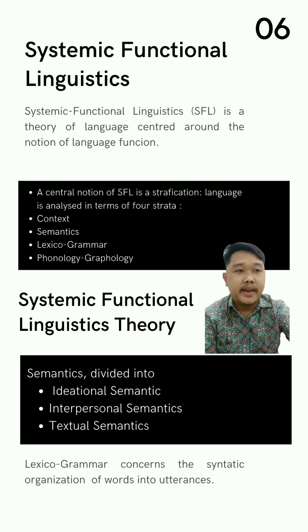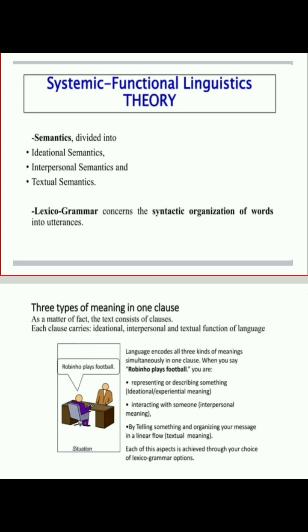Systemic functional linguistics, or SFL, is a theory of language centered around the notion of language function. The first central notion of SFL is stratification. Language is analyzed in terms of four strata: context, semantics, lexicogrammar, and phonology/graphology. Semantics is divided into ideational semantics, interpersonal semantics, and textual semantics. Lexicogrammar concerns the syntactic organization of words into utterances.